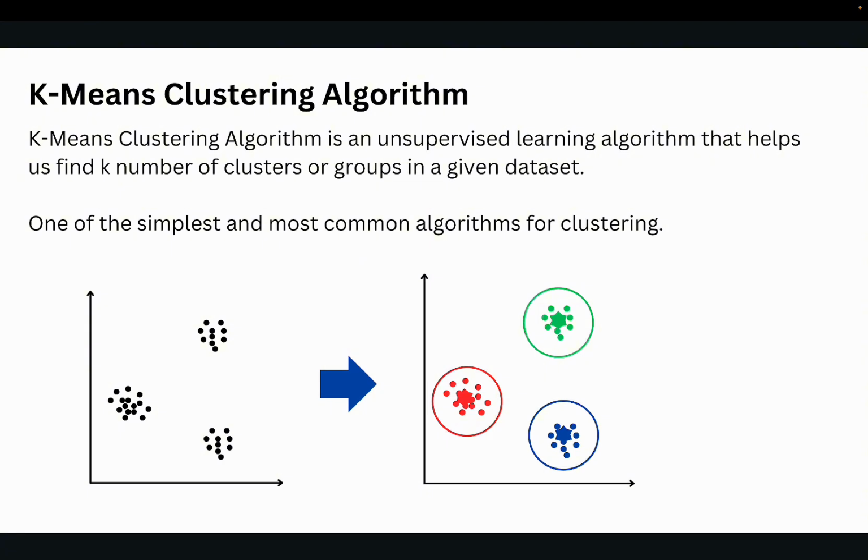So we use the k-means clustering algorithm, which will convert this dataset, which does not have any pattern, to a dataset something like this. It has three distinct clusters that can be used for further identifying the pattern.